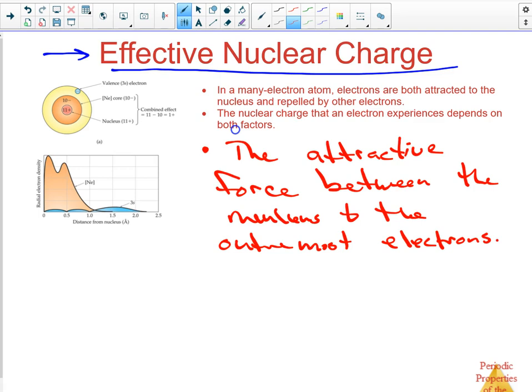Are we okay with that so far? It's a really important concept to get. So if we have an atom, we're basically saying how hard is the nucleus pulling on the electrons. That's what effective nuclear charge is. That pull depends on the balance of two factors. How many protons are in the middle, because that's the pluses. And then how many electrons there are that are repelling the other electrons.